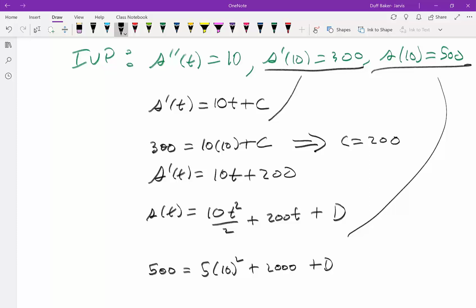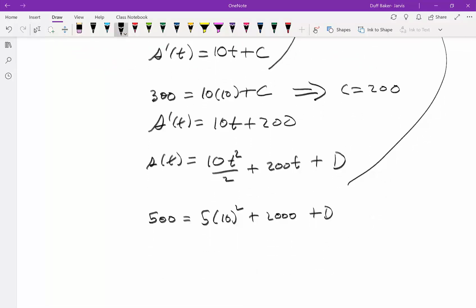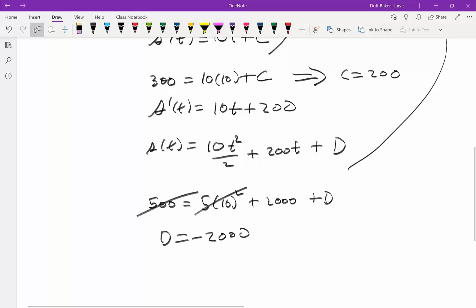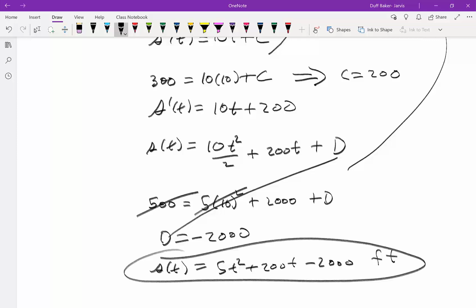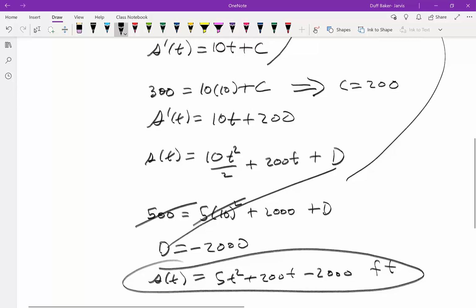This lets us figure out what d is. Let's see, 500 minus 500 minus 2,000. D is minus 2,000. And we put that back in our S, plus negative 2,000. And this will be in units of feet, right? Okay, so any questions about that one?